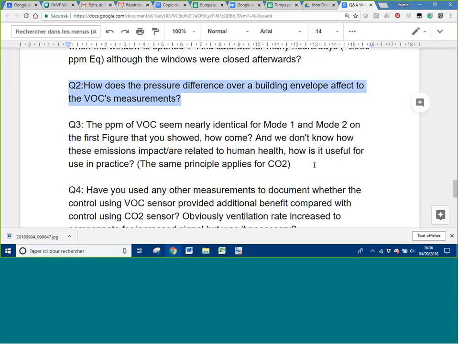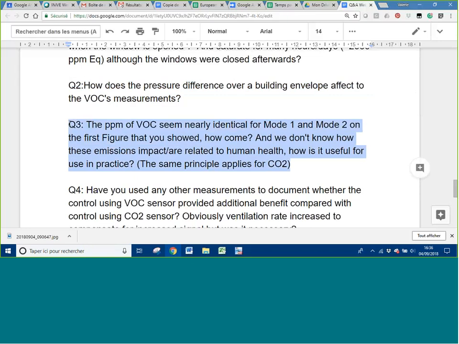Okay, thank you. And I think we'll take just one last question, which is: the ppm of VOC seem nearly identical for mode 1 and mode 2 on the first figure that you showed. How come? And we don't know how these emissions impacts are related to human health. How is it useful for use in practice? The same principles apply for CO2.